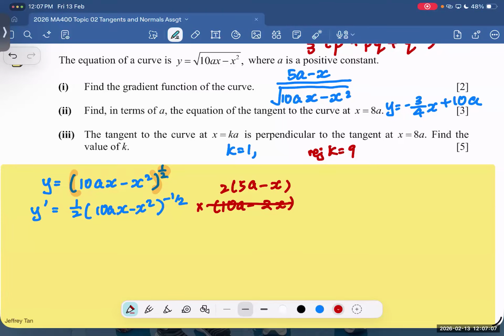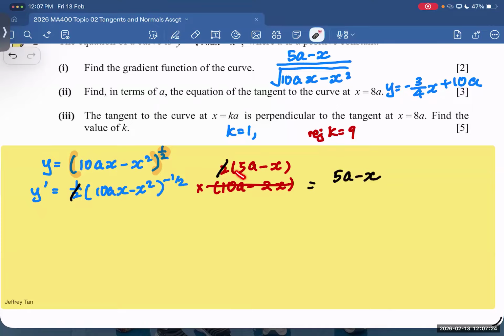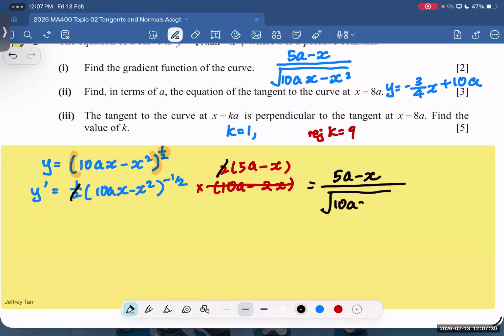Okay? Now, why do I do that? Because I want to cancel. Now, usually index form is good for differentiation, but after that, it doesn't look so pretty. So what I'll do, I put it back as a negative sign. So I'm going to write it as 5a minus x. Now here, I'll write it as a square root in the denominator. Is that okay? Can I?